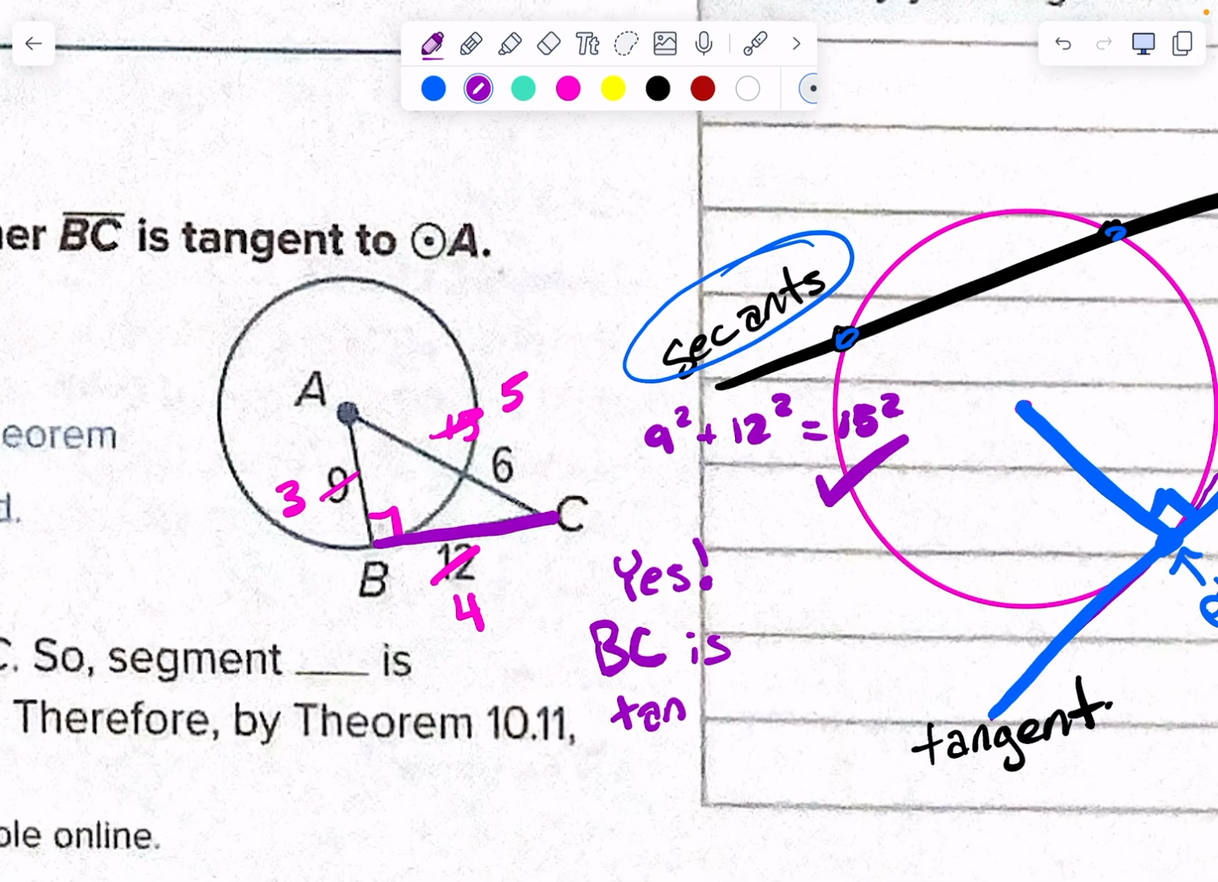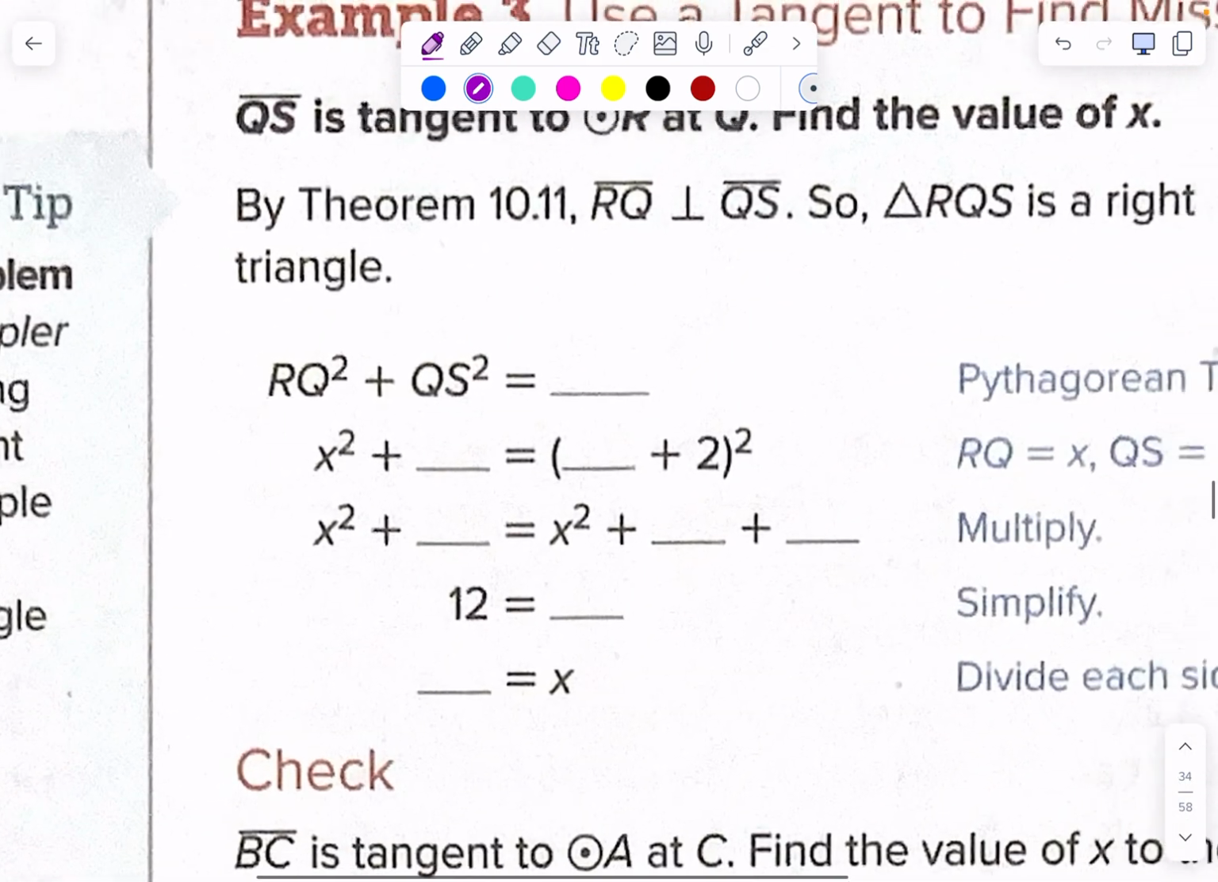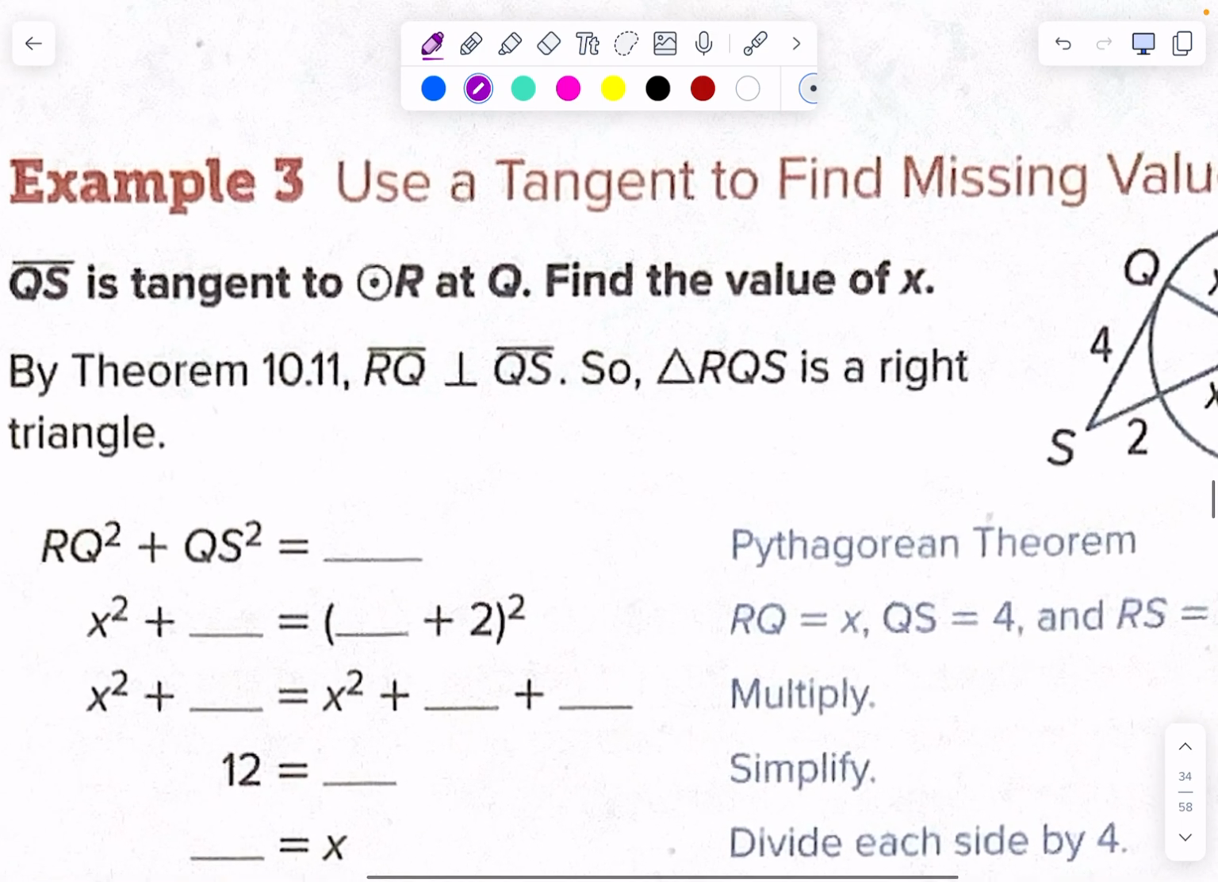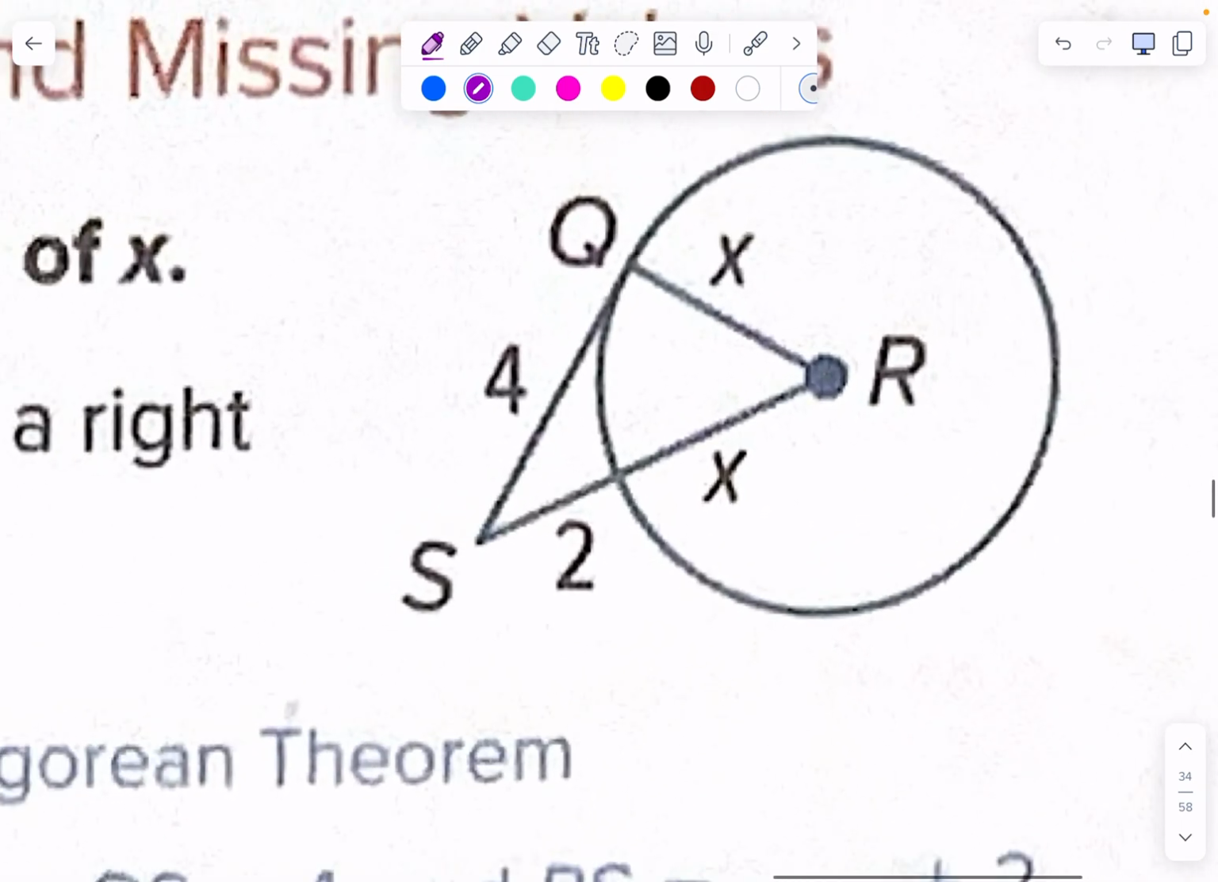Now we get to a hard one. Are you ready? Example 3. Example 3 is a hard one. They say, okay, let's go ahead and say that QS is tangent. So we do, in fact, know that that's a right angle. No guesswork about it. That is a 90-degree angle. What's the value of X?